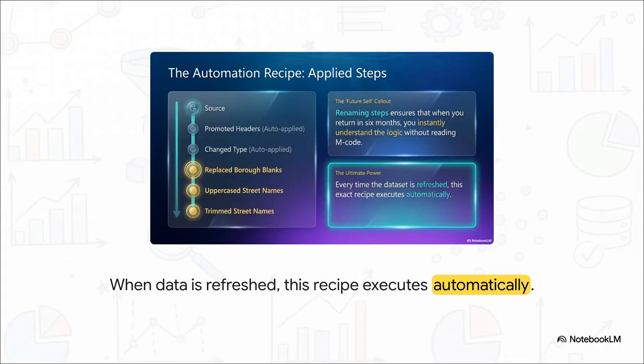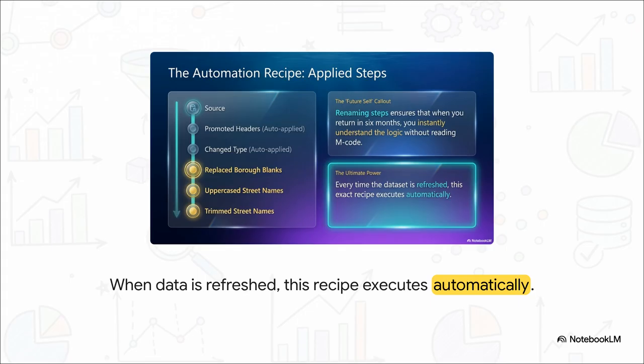Now, what's genuinely amazing about everything we just did in Power Query is that we didn't just clean the data once, we built an automation recipe. There's an applied steps pane that tracks everything. Every uppercase, every trim, every single replaced value is recorded right there in sequence. And here is a major pro tip. As a massive favor to your future self, rename these steps in plain English. Trust me, when you return in 6 months, you will instantly understand the logic without having to decipher complex M code.